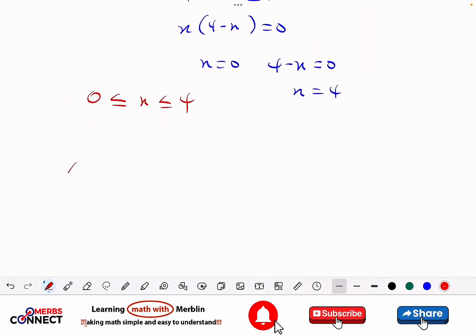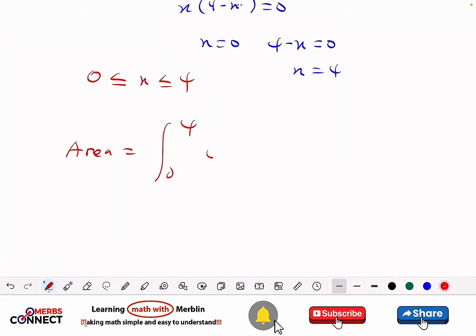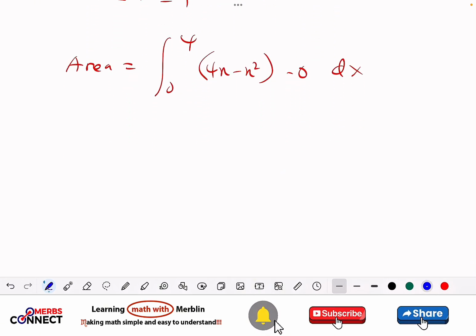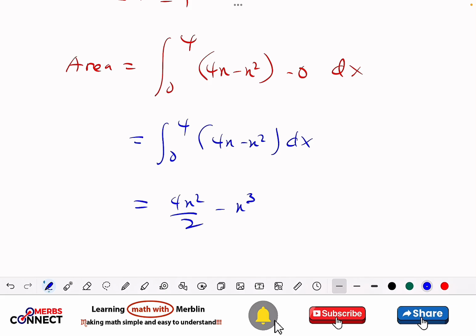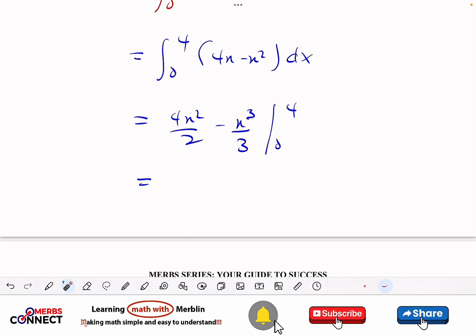So the area will be equal to, from 0 to 4, the function 4x minus x squared minus 0 dx. So this is going to give us the integration from 0 to 4 of 4x minus x squared dx. Integrate this and have 4x squared divided by 2 minus x cubed divided by 3, from 0 to 4. This divided by this is going to give us 2. Plug in 4 and have 2 times 4 squared minus 4 to the power 3 divided by 3. When I plug in 0, everything goes to 0.